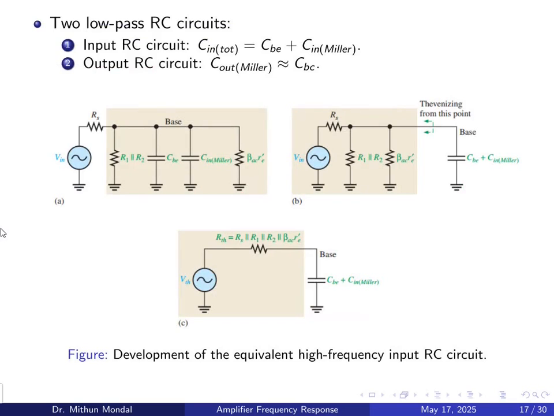Once we have done that, the two low pass RC networks, the input and the output, will be formed. The output capacitance of the Miller will be equal to CBC. On the input side, we have base to emitter and the input capacitance of the Miller. So we try to simplify the previous circuit. Here you can see these two capacitors will be in parallel. So CBE plus Cin, that will give you the input side. And the output capacitor will be only the CBC side.